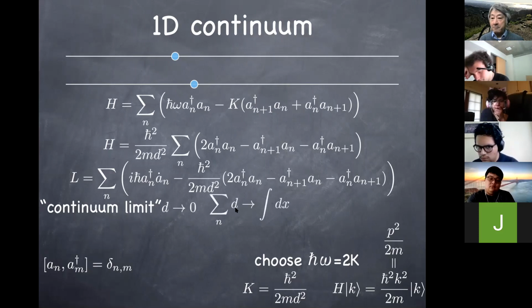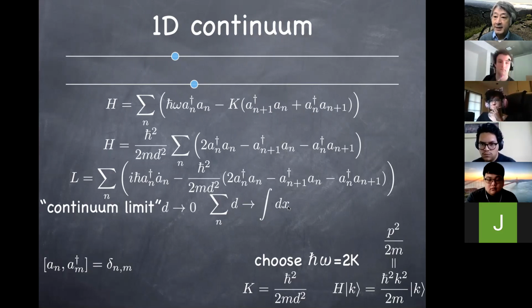And then what we know from probably calculus class is that the sum over n times the interval d would have a limit of reducing to an integral over the position x. Maybe a little bit more familiar expression is that sigma, the sum of delta x, reduces to the integral dx. So the sum over a very fine lattice is the same thing as integrating over the position. So that's the idea we're going to use.